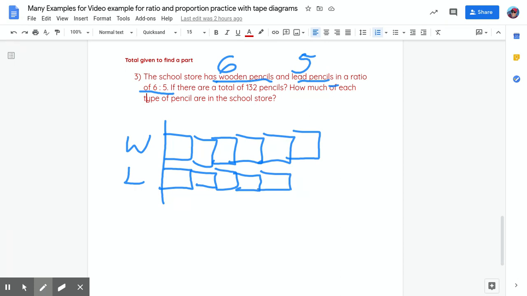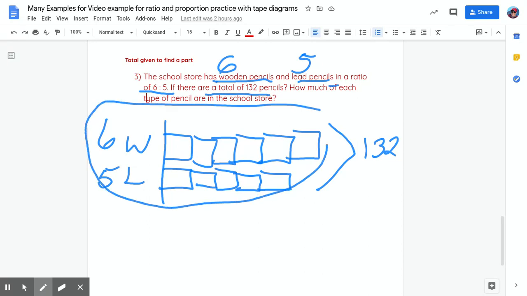Now this is different. It says there are a total of 132 pencils. That's here. 132. Well, now I have to split that amongst 6, 5. I'm splitting this into all 11 boxes. All of them. So I have to do 132 divided by 11.